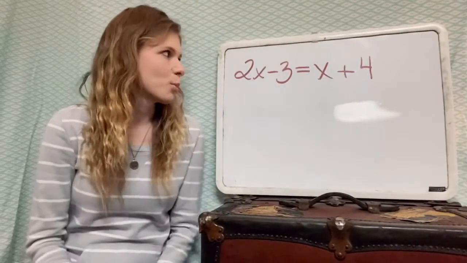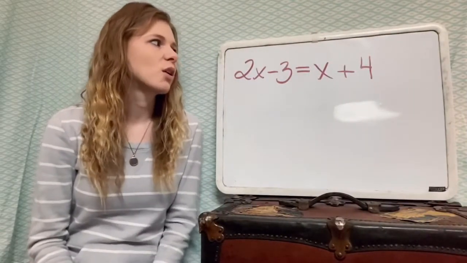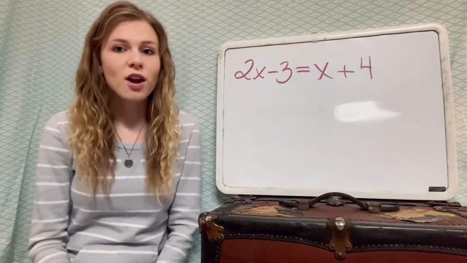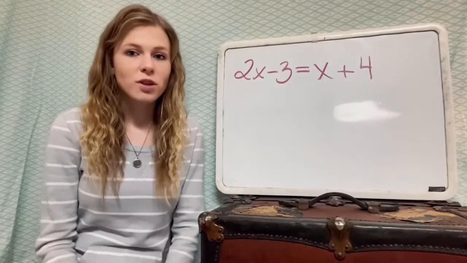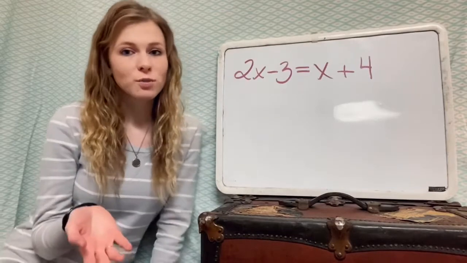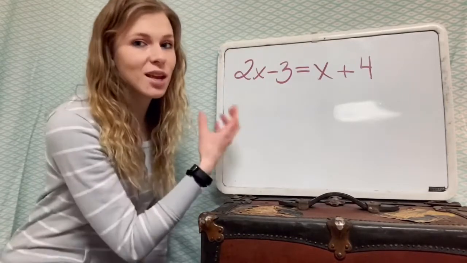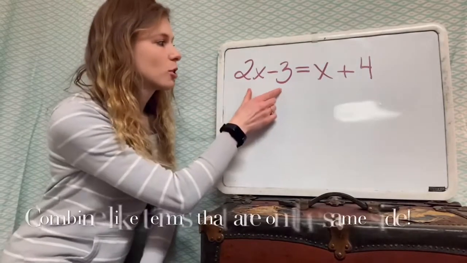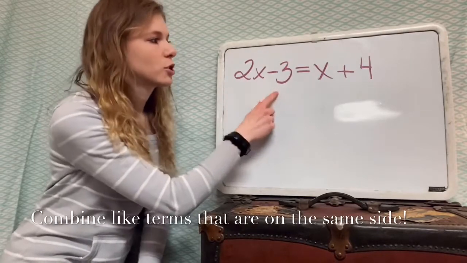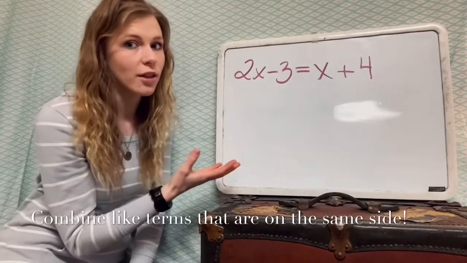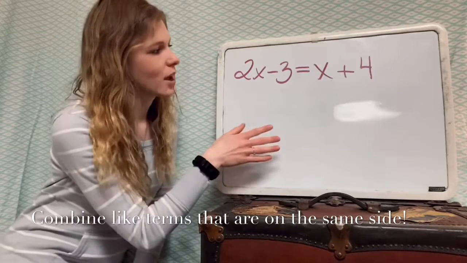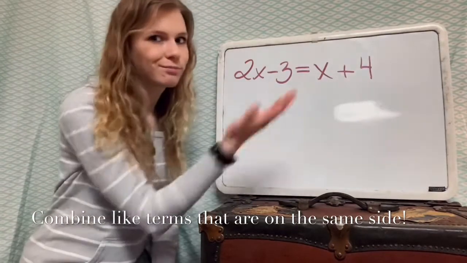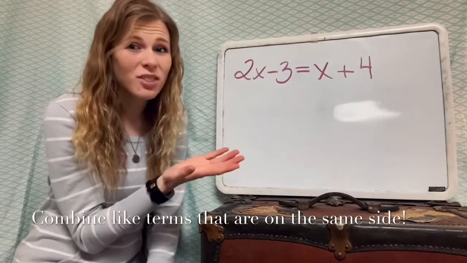For my first example, I have 2x minus 3 equals x plus 4. The first thing that I want you to focus on is asking yourself, what are some things that I can combine on the same side? In this case, I'm going to look at the left side, 2x minus 3. I can't do that. They're not like terms. So I take a look at the right side, x plus 4. They're not like terms. I can't combine them either.